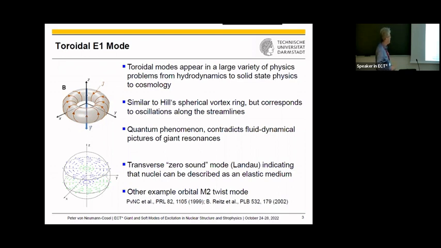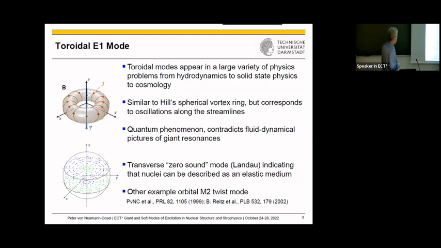But let me briefly dwell upon the relevance of this mode. Actually, toroidal modes generally appear in a large variety of physics problems. In hydrodynamics, solid states, cosmology, almost all fields have some kind of this vortical modes. So in the case of this nuclear electric dipole mode, this looks similar to this so-called Hill spherical vortex ring, which you know from fluid dynamics.